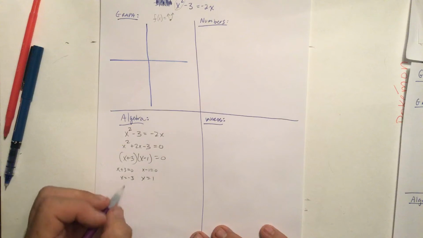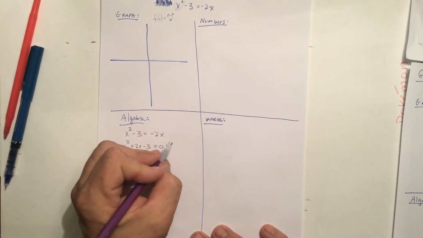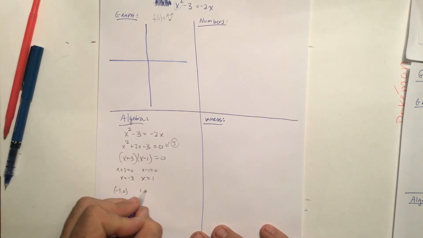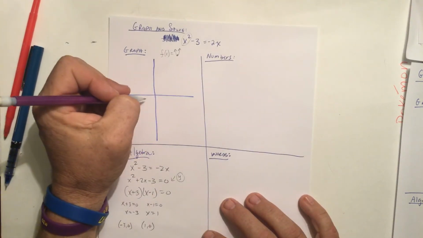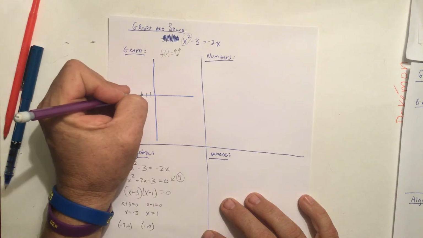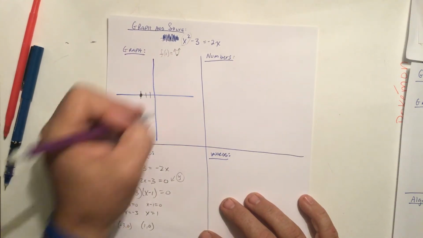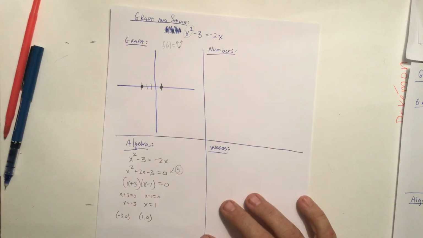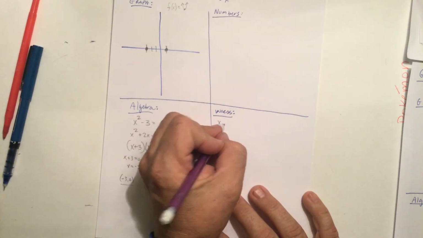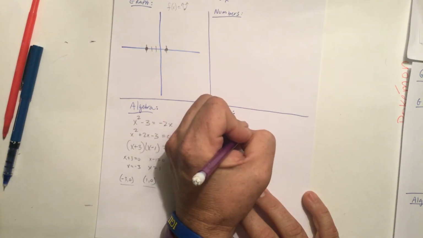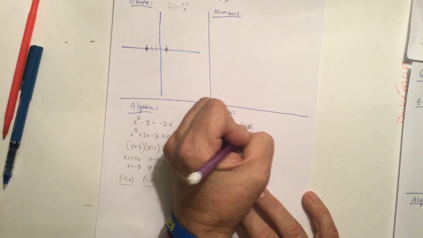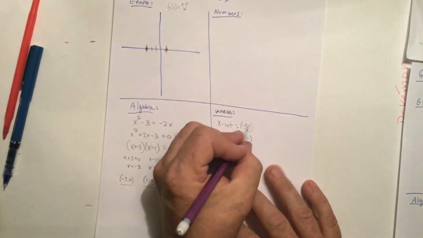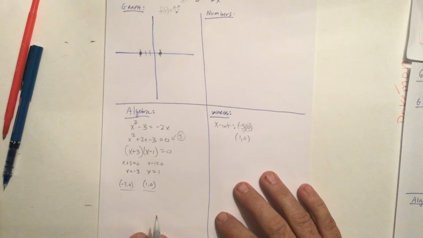So we now have an x-intercept because y, remember that's y. We know we have negative 3 and 0, and we have 1 and 0. So I can go back up here, and I can go 1, 2, 3, and I can go 1. Those are my two x-intercepts. So I have x-intercepts of negative 3 and 0, and 1 and 0. Okay, so I've got my x-intercepts.